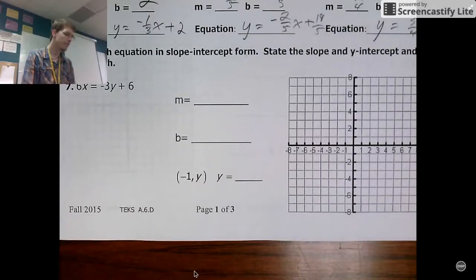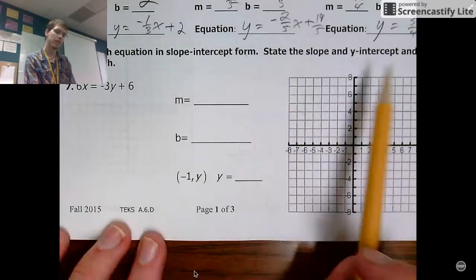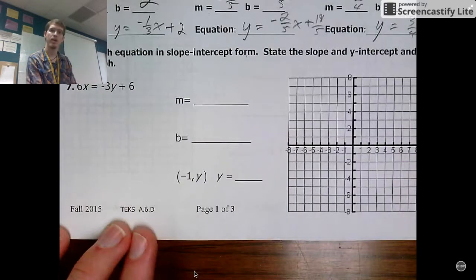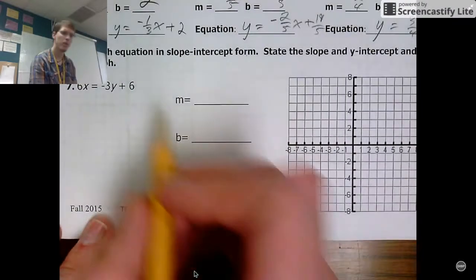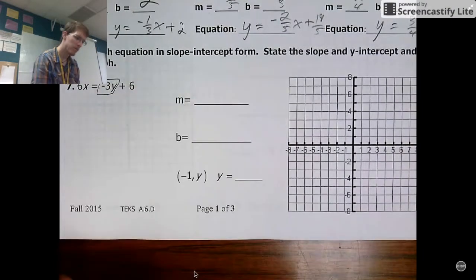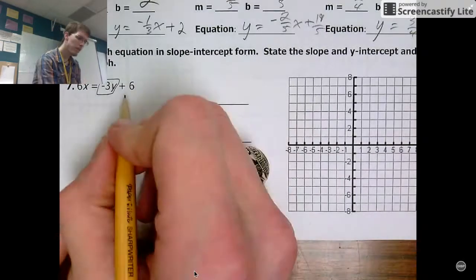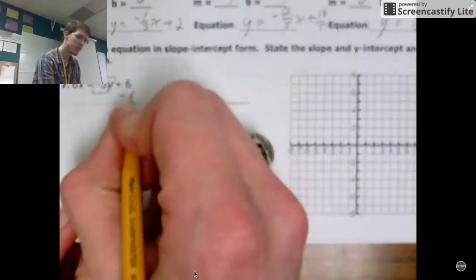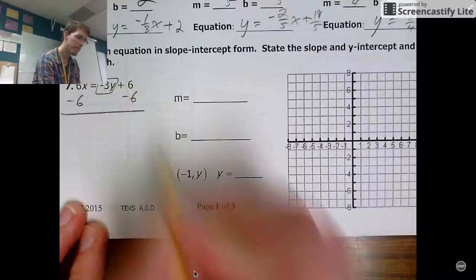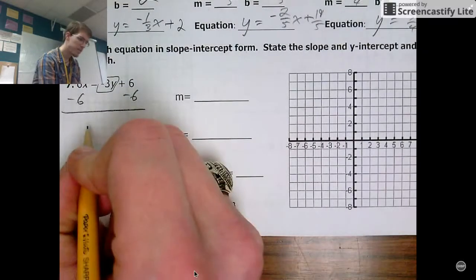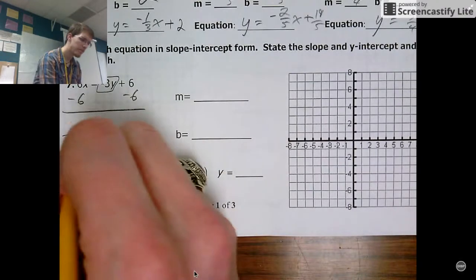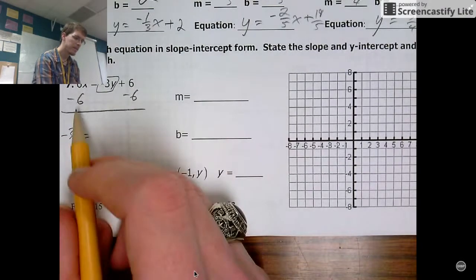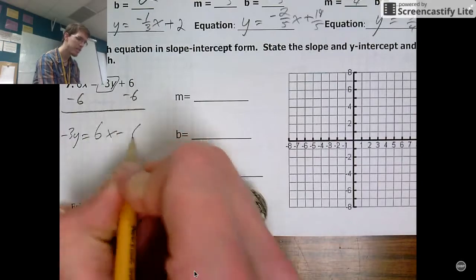Continuing from where we left off, write each equation in slope-intercept form. State the slope and y-intercept, and then graph. Okay, so to begin with, we want y by itself again. In this case, I'm going to box in my negative 3y. Now I need to get rid of this plus 6, so I'm going to subtract 6 from both sides. And let's see, I'm going to write this a little differently, switch it around. I'm going to write the negative 3y over here. Now over here I'm going to get 6x minus 6.